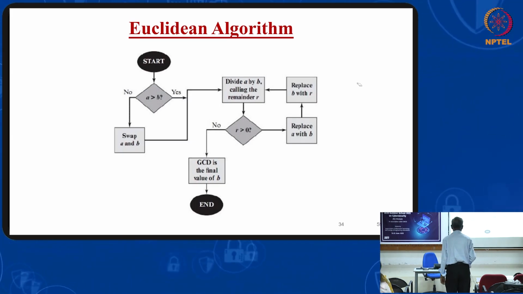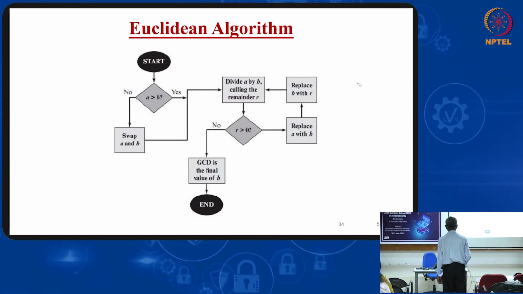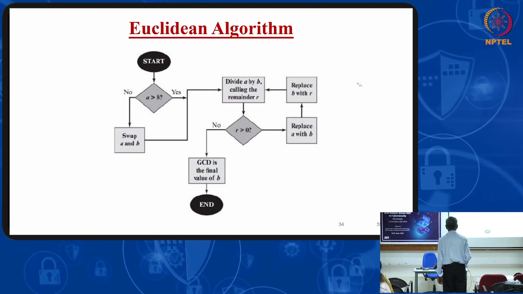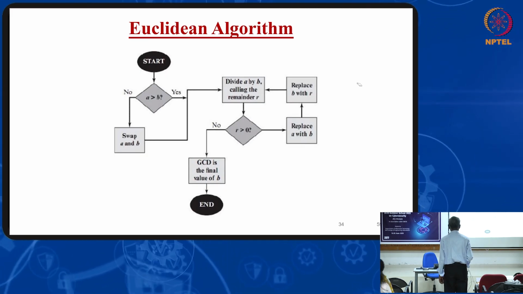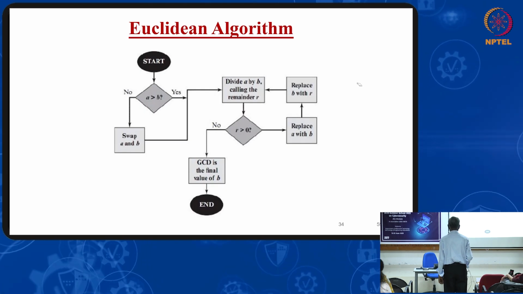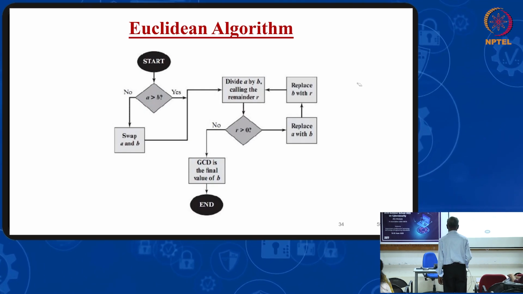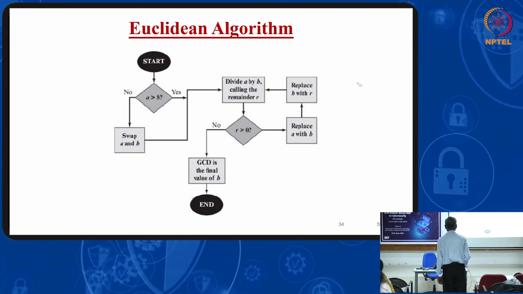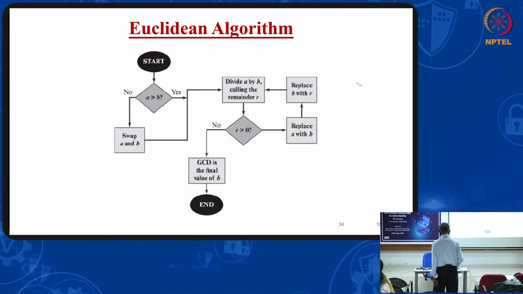Now divide A by B, calling the remainder R, check whether remainder is greater than 0. If yes, then replace A with B, replace B with R, and divide once again, up to the time R is greater than 0. When R greater than 0 is not satisfied, then the greatest common divisor of A and B is the B. This is the algorithm. Let me take an example.